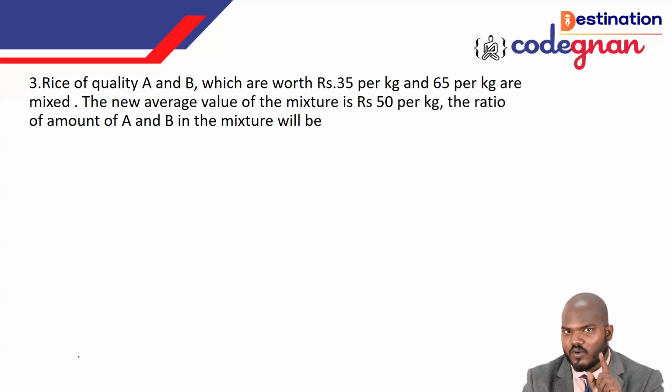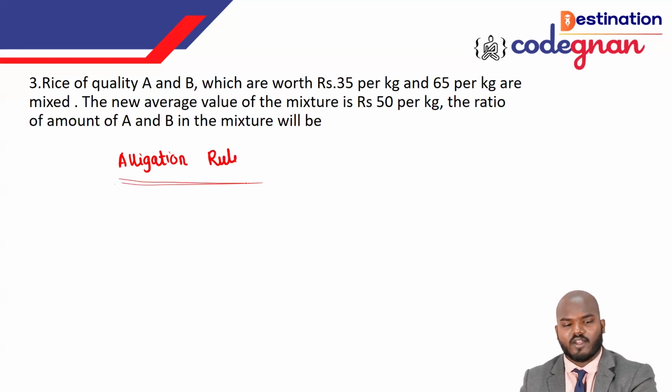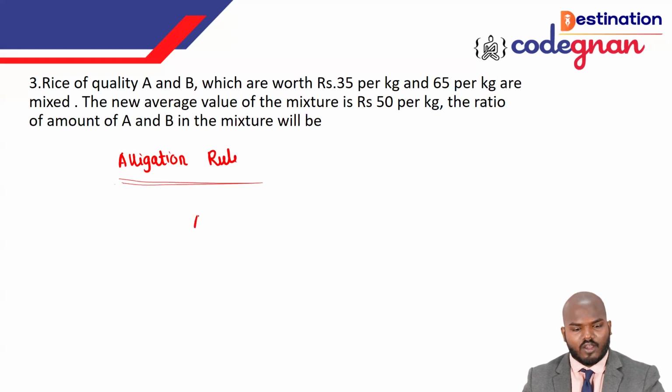Something should blink in your mind right now if you understood the previous class. So what is that? Yes, I heard it. That is called the allegation rule. Anyone who understands the allegation rule can easily apply it here. So we have the quantities A and B. For A it is 35, and B is 65 here. And the mean value we can call 50.